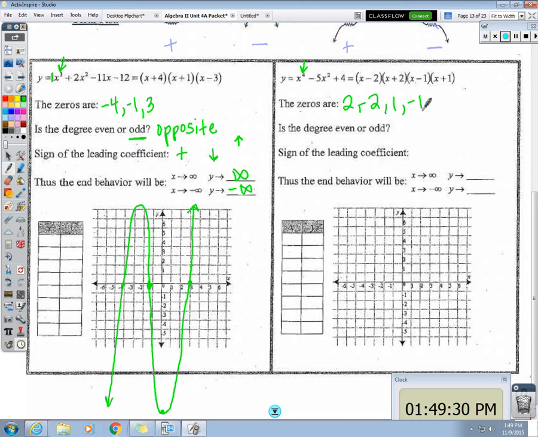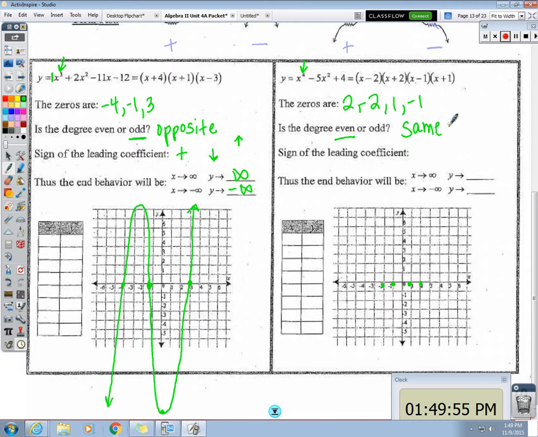Right? And what are zeros also known as? X-intercepts. So we can go ahead and plot those. Okay, now, is the degree even or odd? Even, because it's degree 4. So, since it's even, what do we know about our graph before we even graphed it? They're both going to go in the same direction.